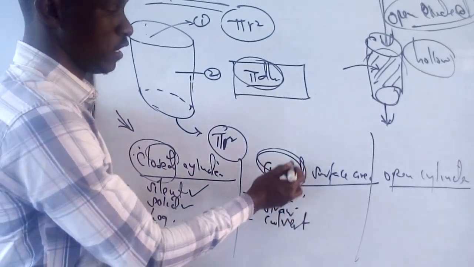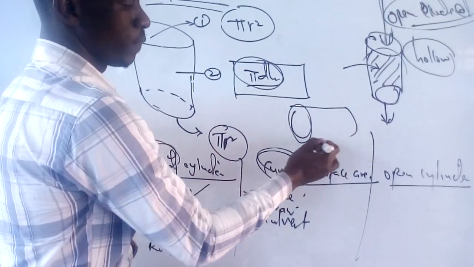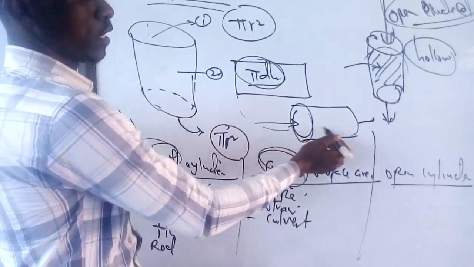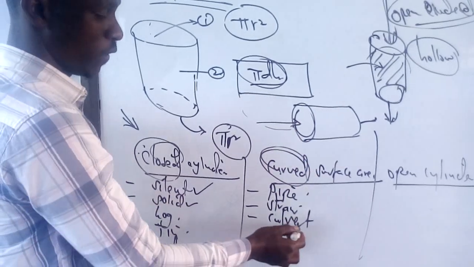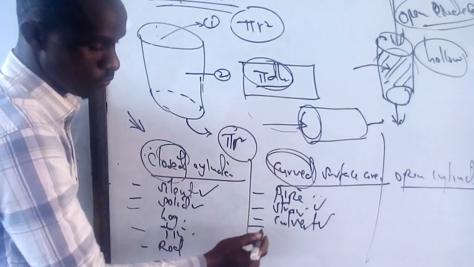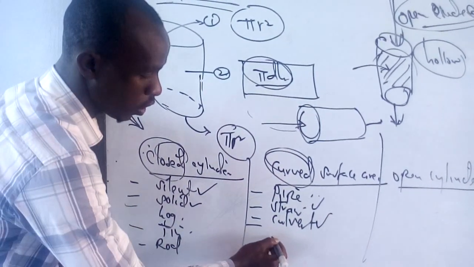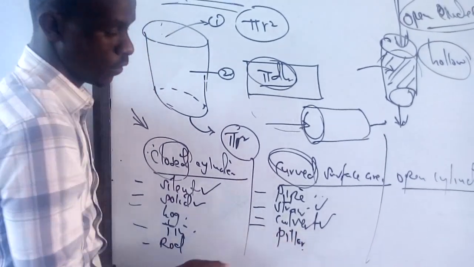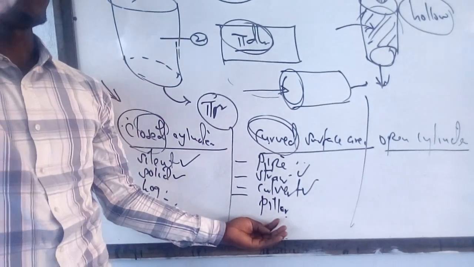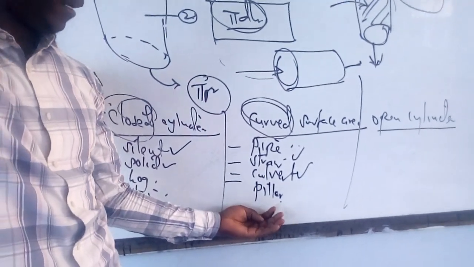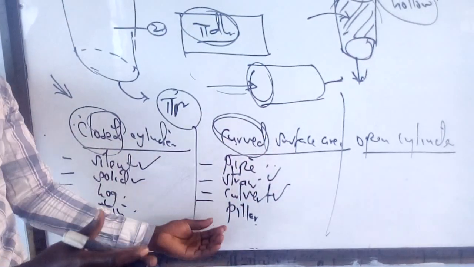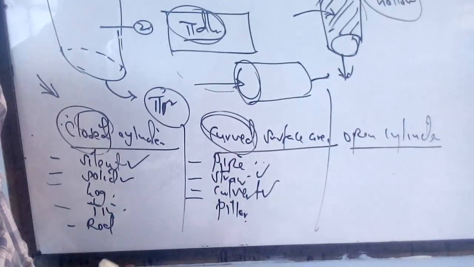So you find that if this is what we call a culvert, it is open here and open on the other side, so water will pass through. So this is what we refer to as a culvert. The other one we normally have here is what we call a pillar. A pillar has only a curved surface, because on the top of it is a building and down there is a building. So the only surface that is left is the curved surface.